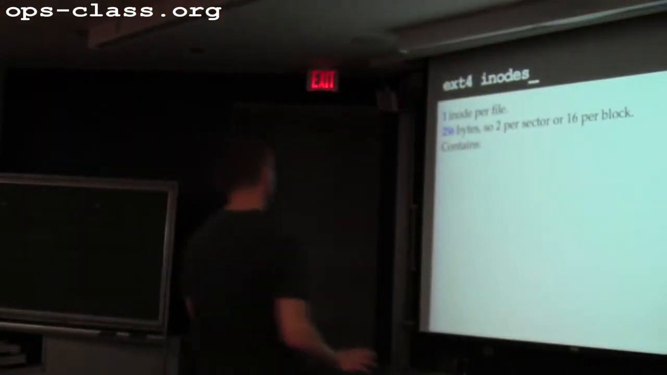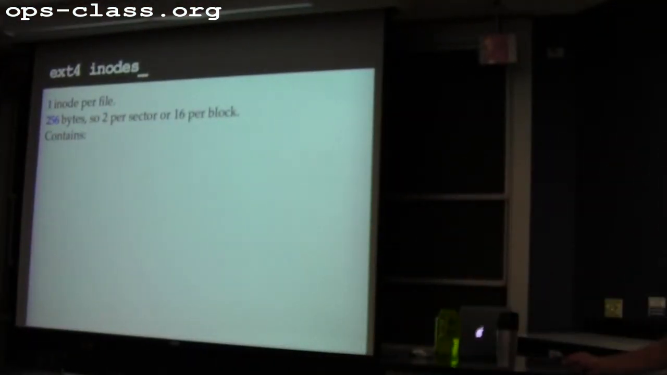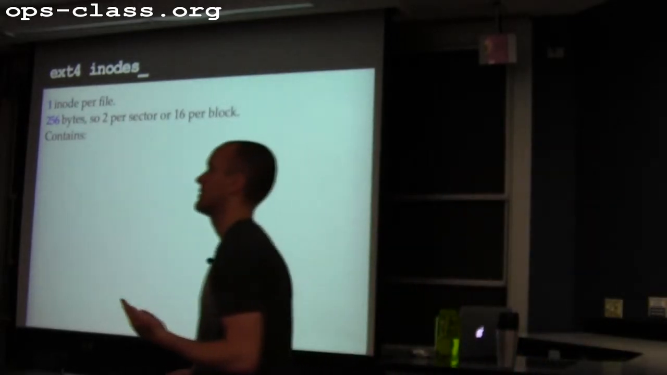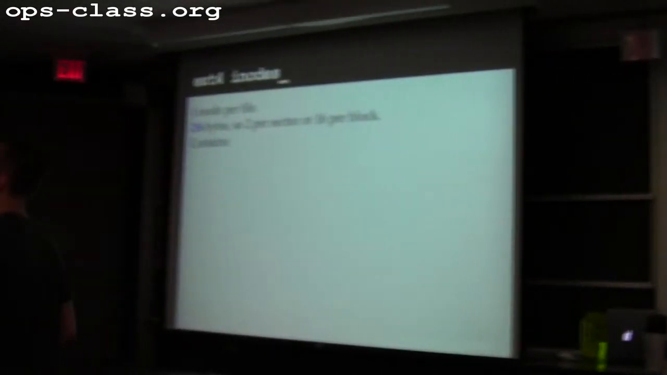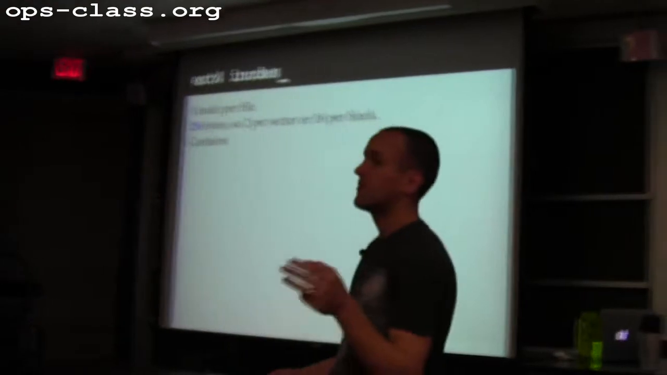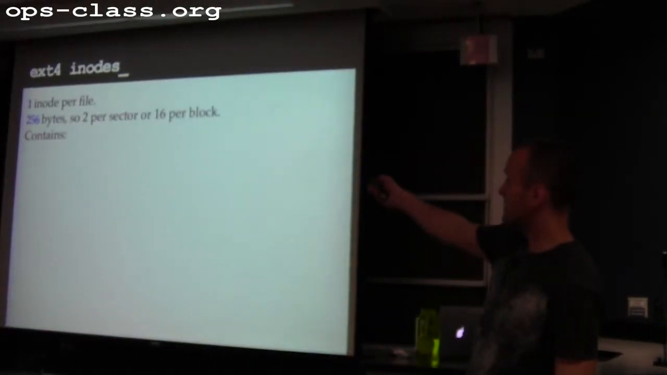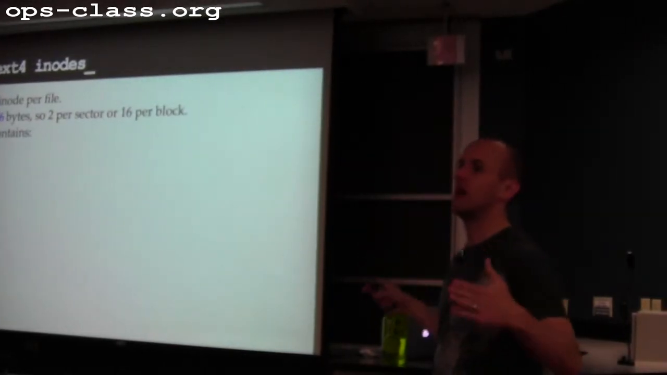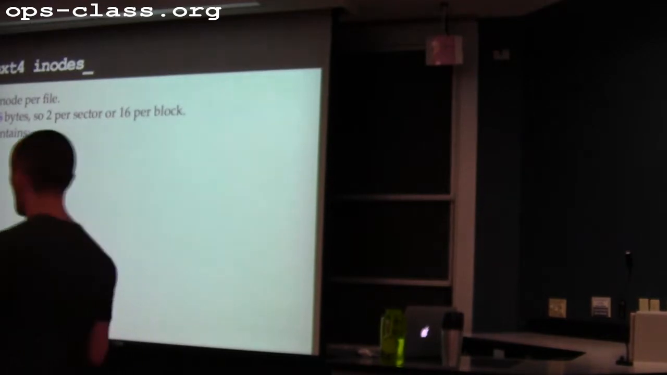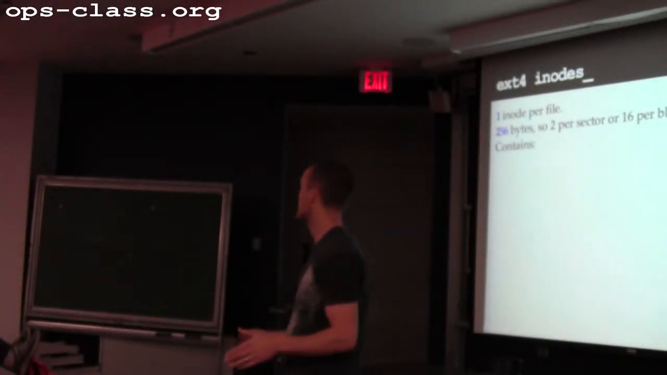So let's talk about inodes. These are EXT4 inodes. One inode per file. Remember, the index node stores the attributes of the file and allows me to find the data blocks. Those are pretty important things, and I have one inode per file. Inodes in EXT4 are 256 bytes, which means there are 16 of them packed into one disk block. Disk block's 4K, 256 bytes per inode, so that's 16 per disk block.